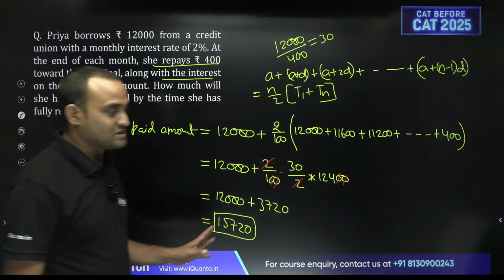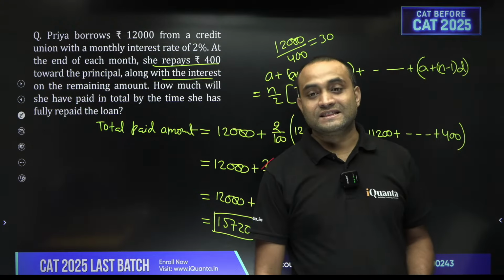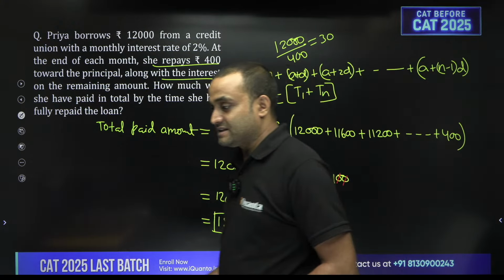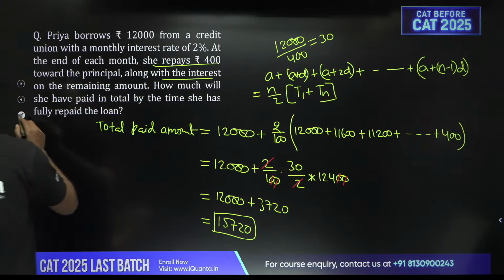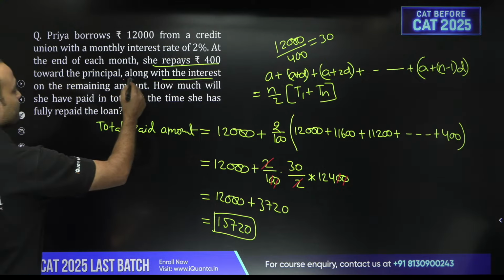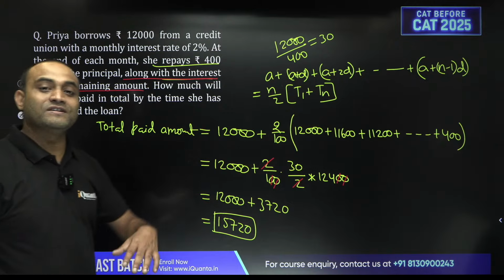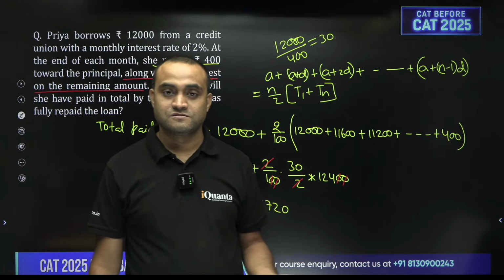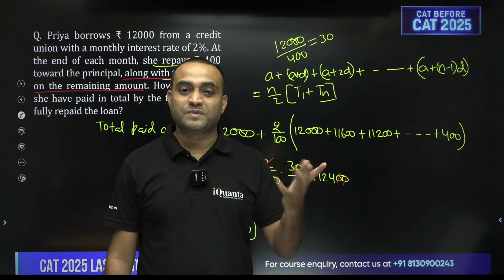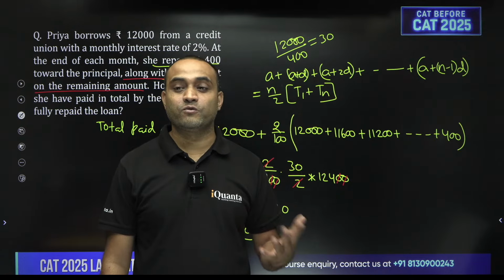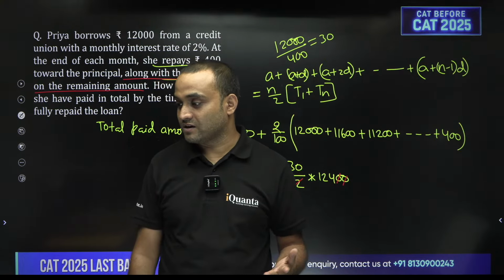Okay, tell me, is that clear to everyone? See, in this case it does not matter, because she is paying the interest along with the principal on the remaining amount. She is always paying the interest after every month. So only the principal is left, and that is also reducing by 400 after every month. है ना?